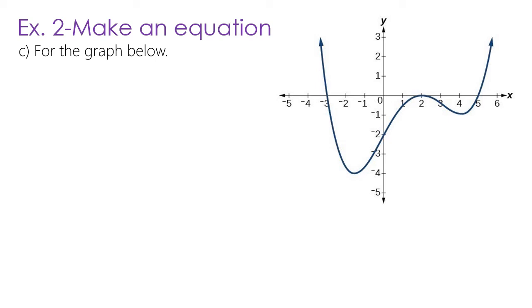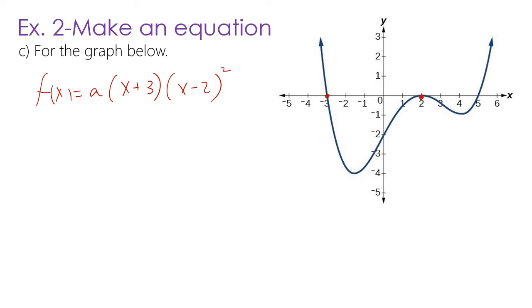C, still making an equation, but this time from a graph. Same starting point as always, f of x equals a. And let's start with our zeros. So we have a 0 right here at -3, which means our factor is x plus 3. Single root, exponent 1. My next 0 is at 2. So x minus 2. Now that is a double root, right? It touches it and comes back down. It turns.